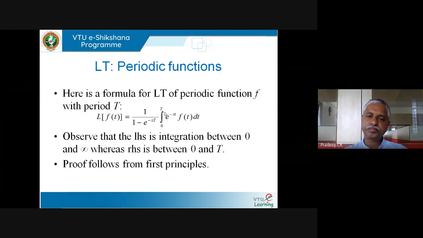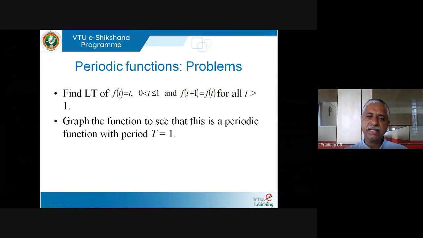So, the proof of this follows from first principles, but don't worry, nobody will ask you the proof of this in your examination. But you must remember this formula. What is the formula? Laplace of f(t), if f is a periodic function with period T, is 1 by 1 minus e power minus sT, integral of e power minus st f(t) dt, t varying from 0 to T, 0 to capital T. So let us see some examples of this.